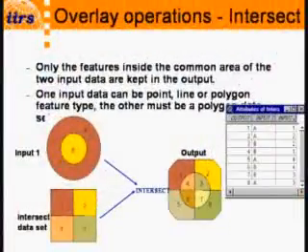Now if you see this intersect operation, I have one input and then I have an intersect data set. So automatically if I intersect, I will generate an output with this particular result. Here you see the most important thing is that only the features inside the common area of the two input data are kept in the output. That is, the areas which are common to both will be the output. And one input data can be a point, line or polygon feature type.